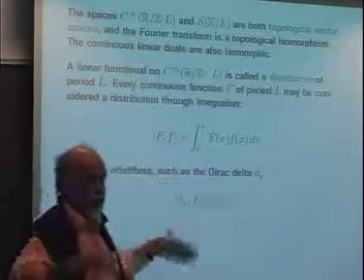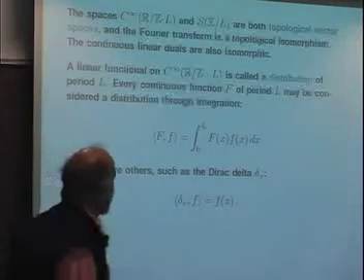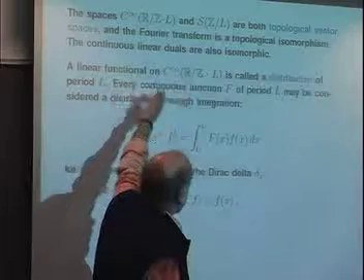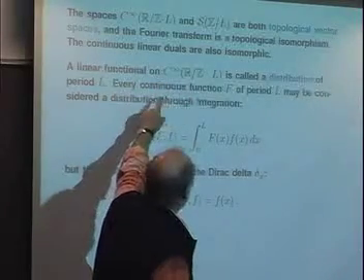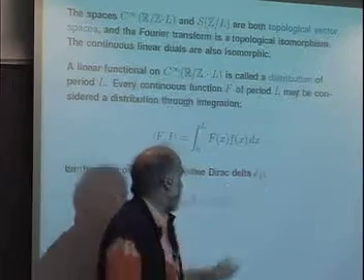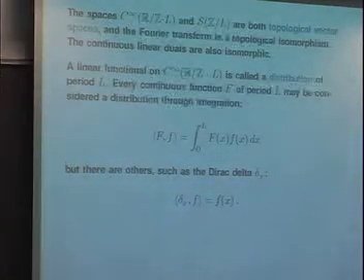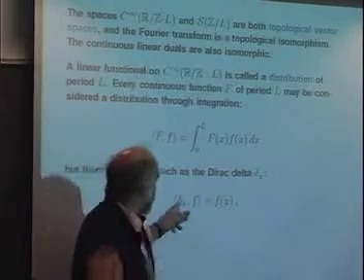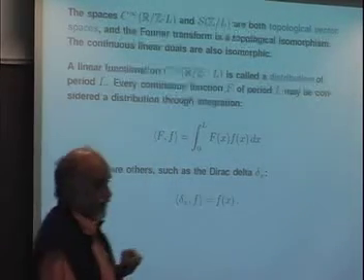Now every continuous function f of period L can be considered a distribution through integration. In other words, if it's rapidly decreasing, then of course it's of moderate growth. But there are other distributions. So automatically I get a whole bunch of distributions just by embedding the C infinity functions themselves. But there are others, such as the Dirac delta, which is more typical of the ones we're going to be looking at. The Dirac delta is just the linear functional on smooth functions which evaluates a function at a point.